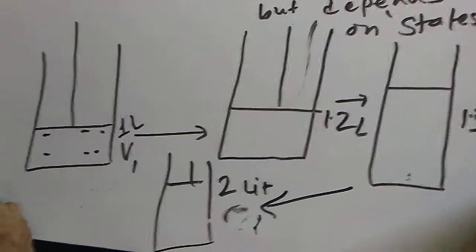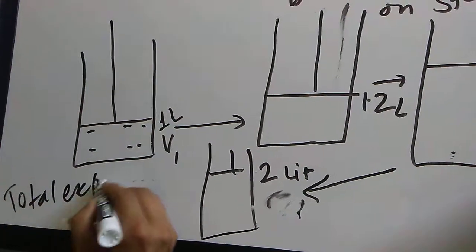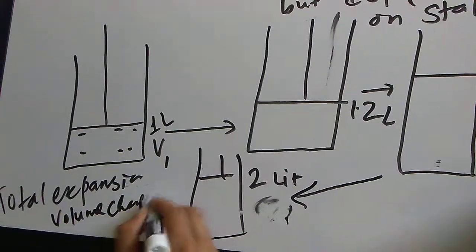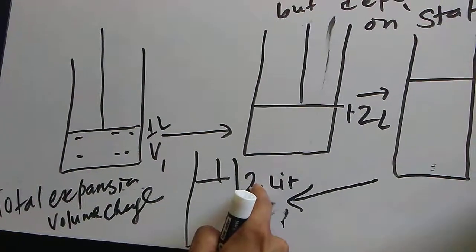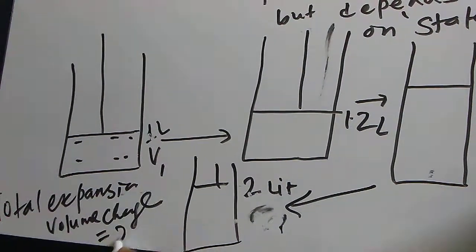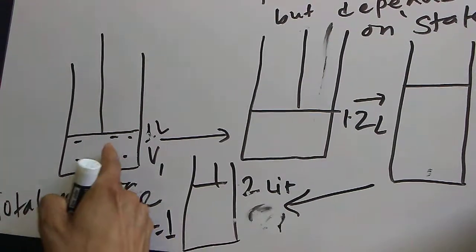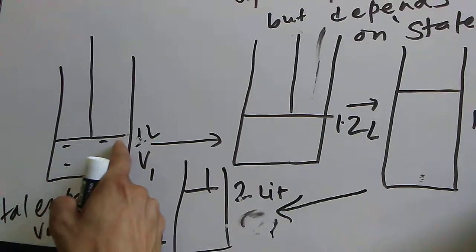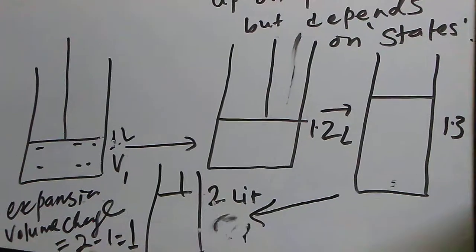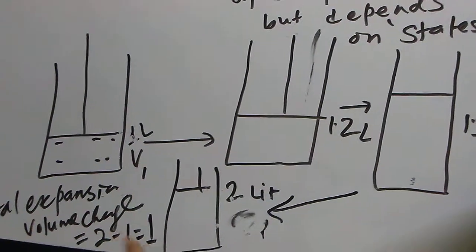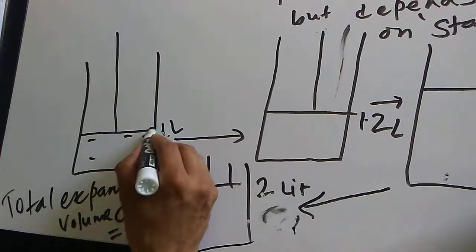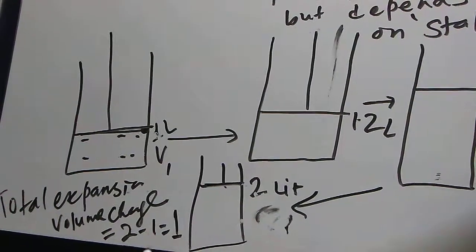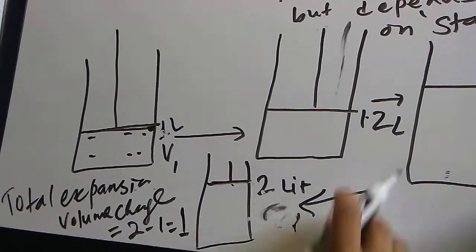So what is the total expansion? The total volume change equals the final state, 2 liter, minus the initial state, 1 liter. So 2 minus 1 equals 1 liter. Either we expand this gas suddenly from 1 liter to 2 liter, or we expand this gas very slowly from 1 liter to 2 liter in many steps, the volume change becomes the same. So the volume change only depends on the initial state and the final state. This kind of property is called the state function. So the volume change is a state function.